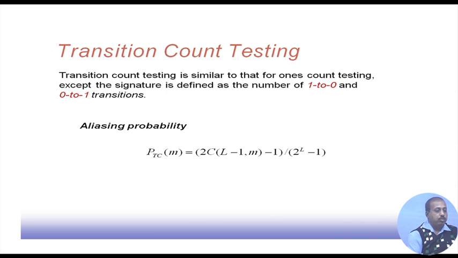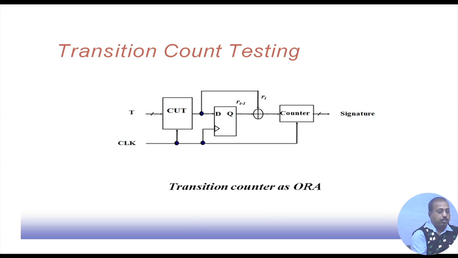Transition count testing. So, this is similar to this one count testing, except that we need to count the 1 to 0 and 0 to 1 transitions. So, it is not only the values 1 or ones, but it is also the transitions. So, aliasing probability will be given by this expression, and the circuit for this will be something like this.